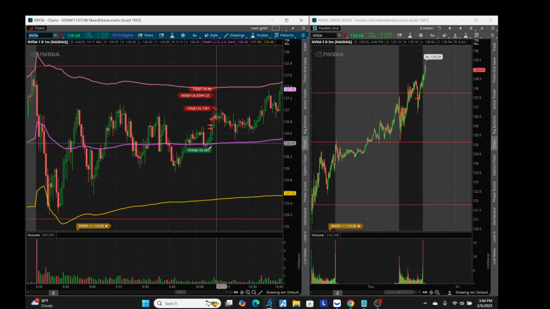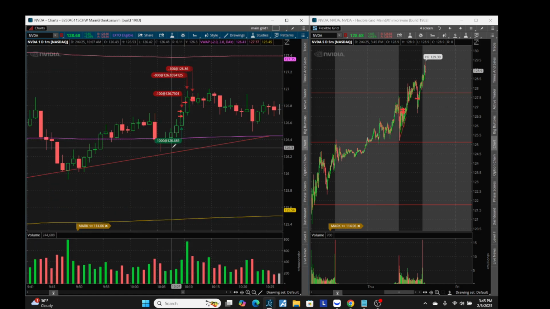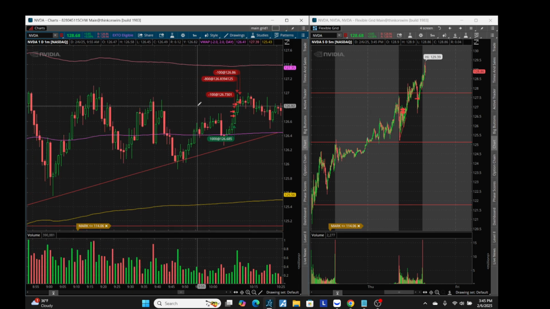On NVIDIA, I take a long when I see good momentum toward the upside. You can see on my chart, it is an uptrend. So I take my first long right here, and I take profit toward the upside as I already marked down with the arrow.